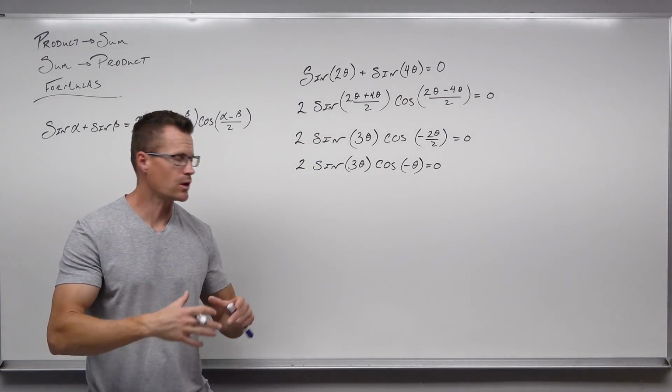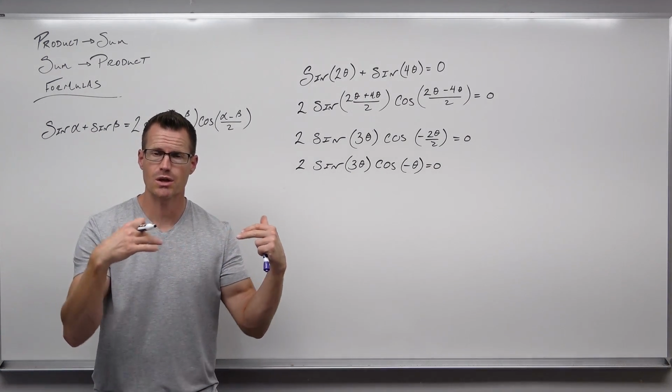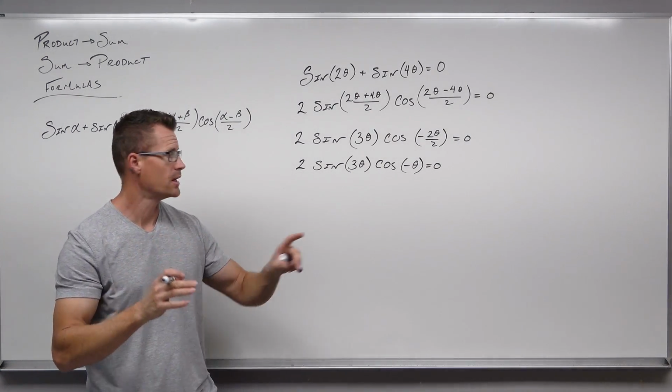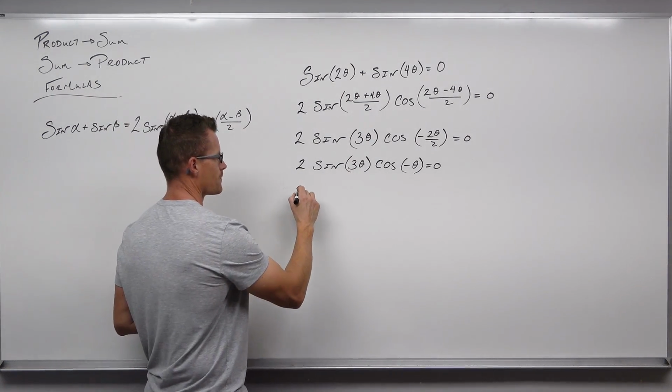Now, what do you see? Hopefully you see that cosine of negative theta is an even function. I'm going to change the argument without changing the function's sign. Change the sign of the input. It will not change the sign of output for even functions.